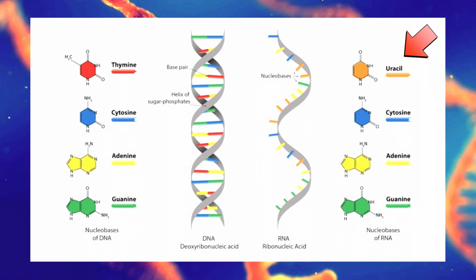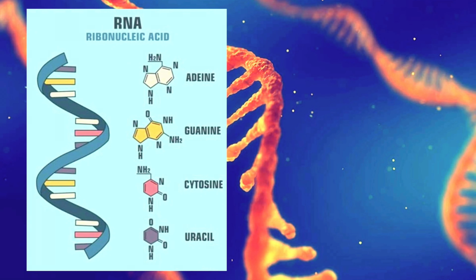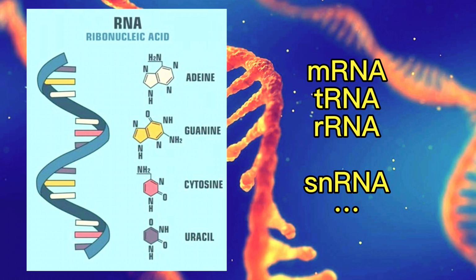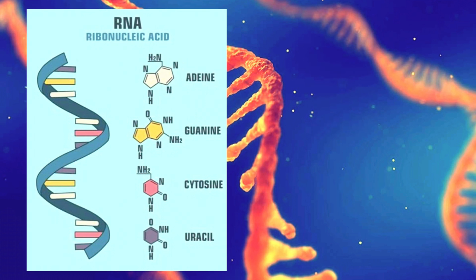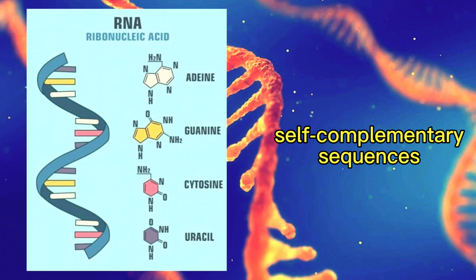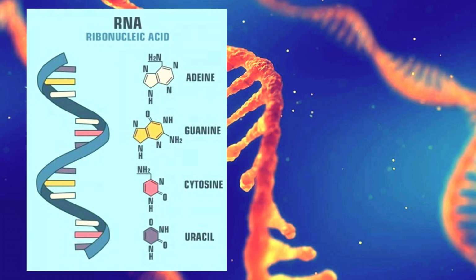Like DNA, most biologically active RNAs, including mRNA, tRNA, rRNA, snRNA, and other non-coding RNAs, contain self-complementary sequences that allow part of the RNA to fold and pair with itself to form double helices. And they are highly structured, but unlike DNA, their structures don't consist of long double helices.